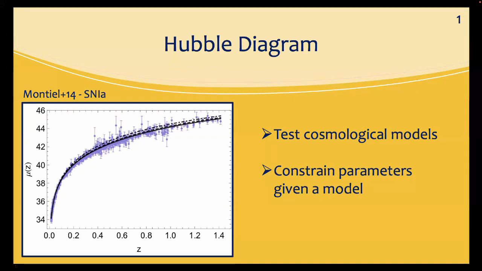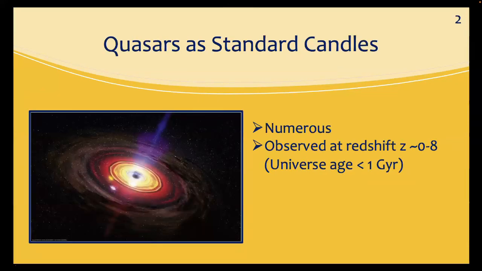However, we do not really have supernovae at redshifts higher than that for the moment, so we really would like to have a standard candle at higher redshift so that we can test cosmological models even in the first billion years of the universe. This is where quasars can come in handy, and they're a very good candidate for being standard candles in the sense that we observe them at all redshifts up until when the universe was less than 1 billion years old. And they're also very numerous, which is a nice property to have for something that we want to use as a standard candle.